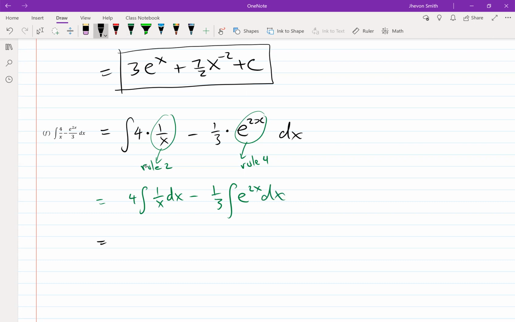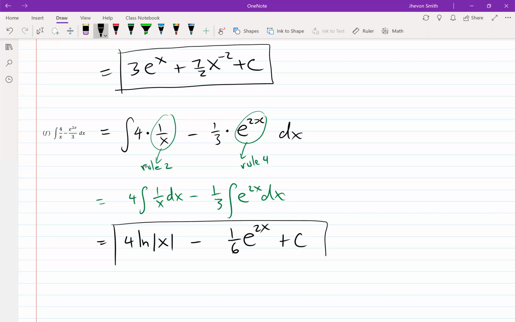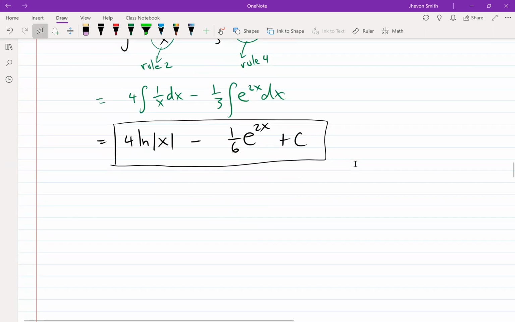But what is the antiderivative of 1 over x dx? What's the integral of 1 over x? ln of absolute value of x. And e to the 2x over 2. Which when I put the over 2, it multiplies by the over 3. And again, absolute values are important. Do not forget the absolute values.